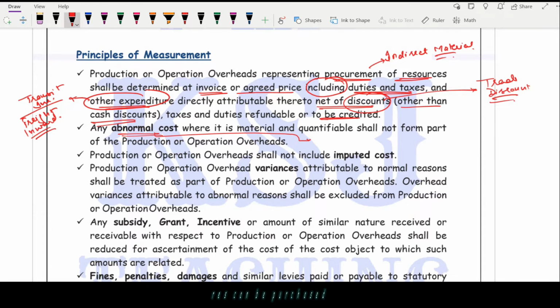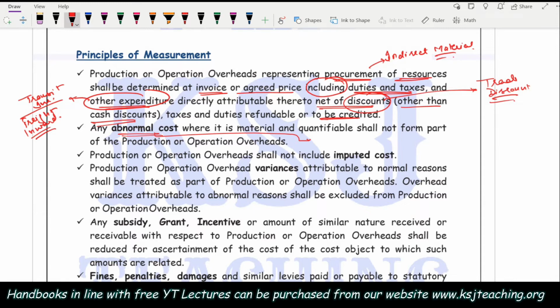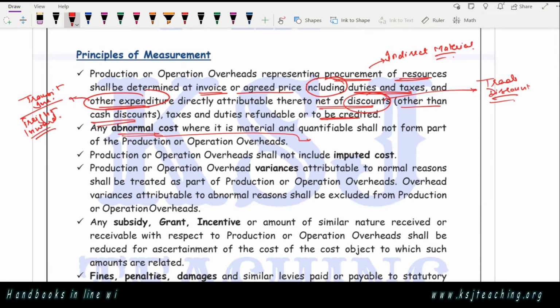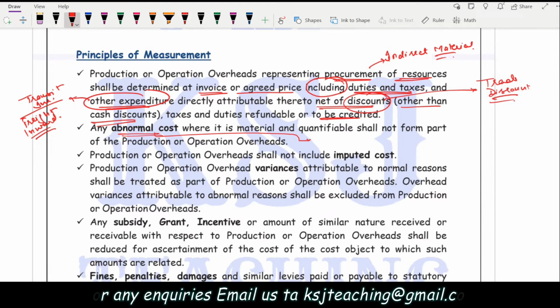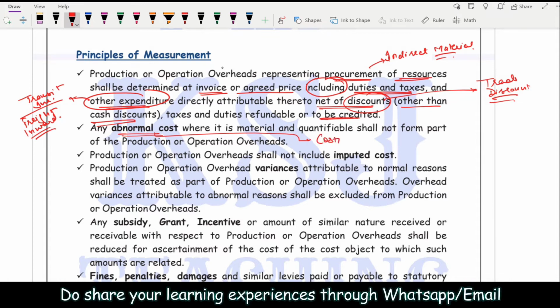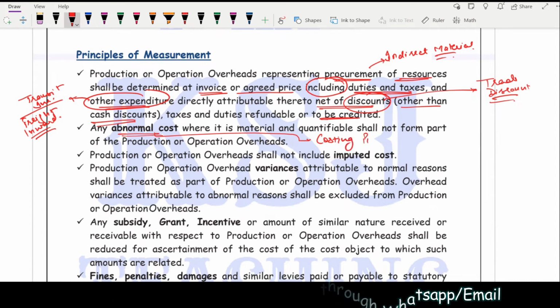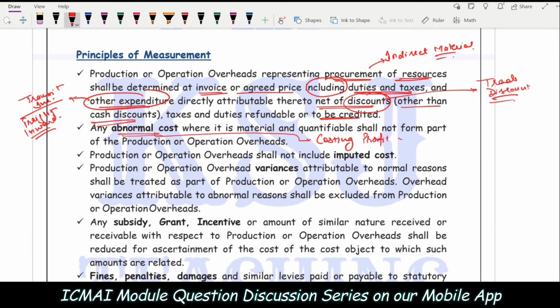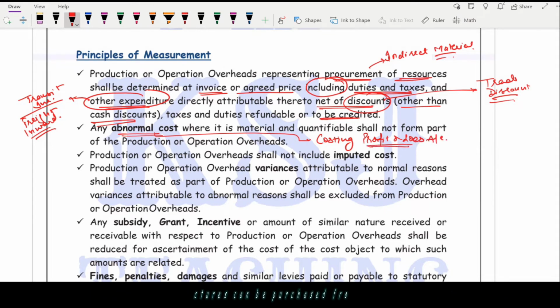Now, abnormal cost is not because of the mistake of the customer. You cannot recover the abnormal cost from your customer. It will directly hit your profits. So it is directly to be taken to the costing profit and loss account, right?